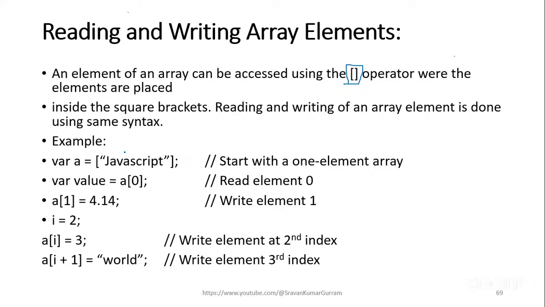Very simple. For example, see the different example. First, I want to store only a single element. See this example, variable A assignment within the square brackets, within the double quotation marks, I am writing JavaScript. Here, JavaScript is a string type, one word. That must be treated as one string constant, only one string element. Like that, if you want to store one element, you can store it. After that, if you want to add multiple elements or more elements to the existing array, you can add it. That is valid.